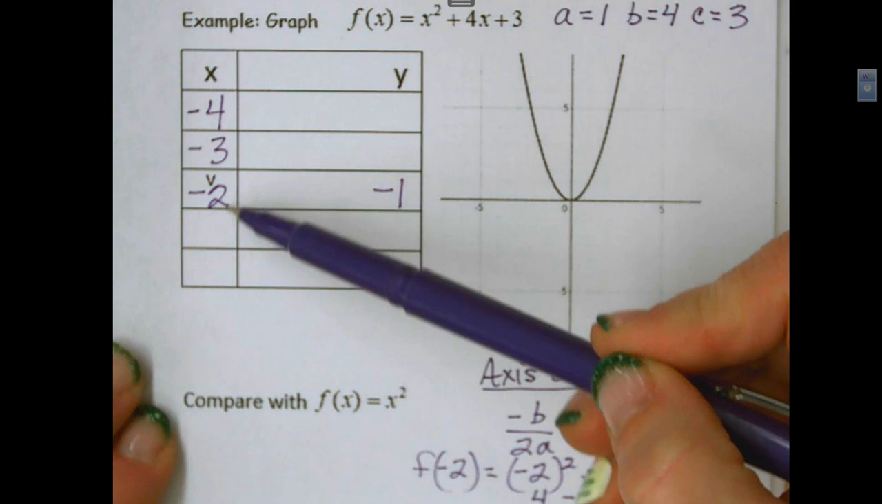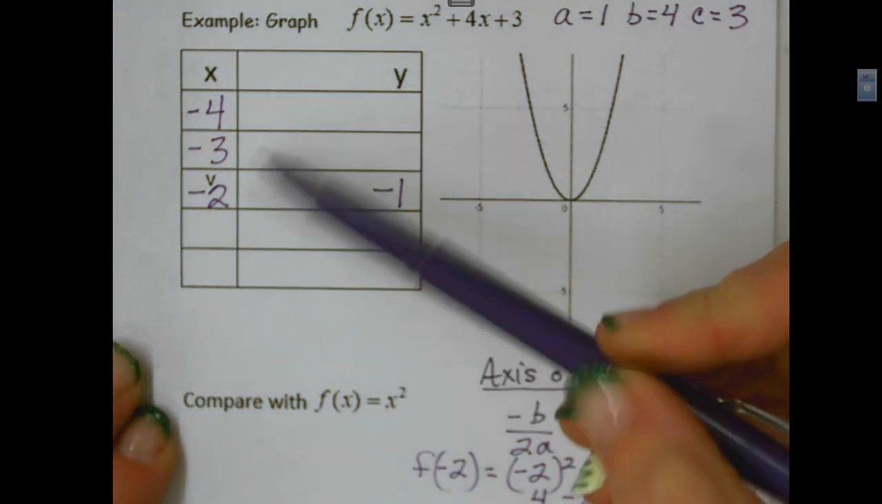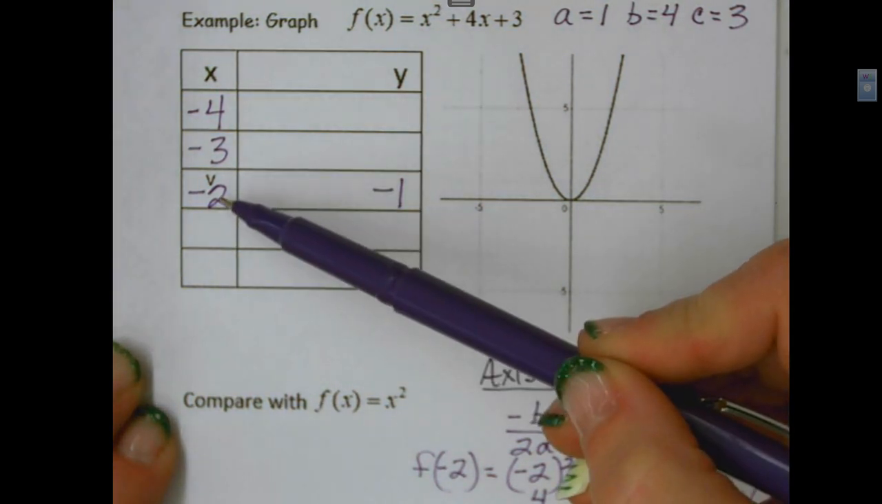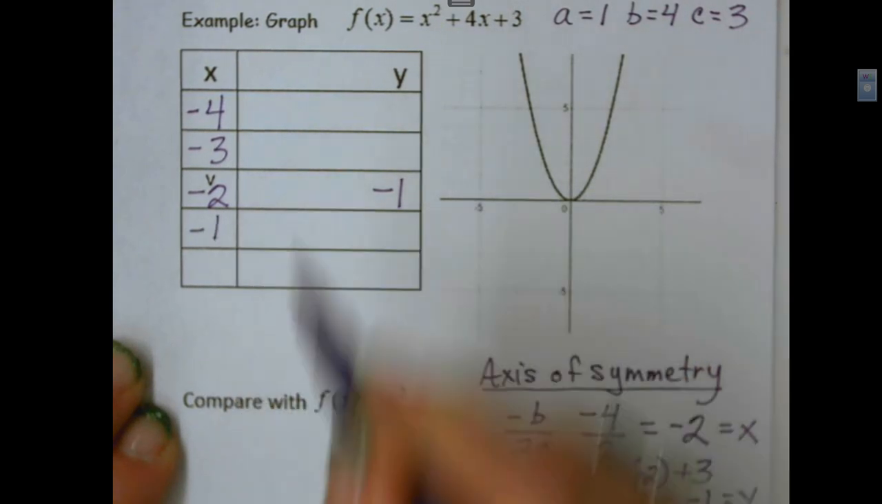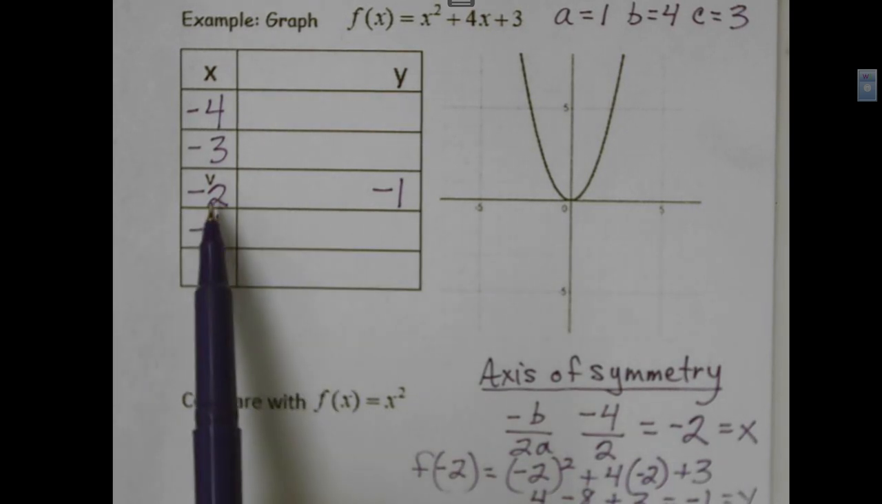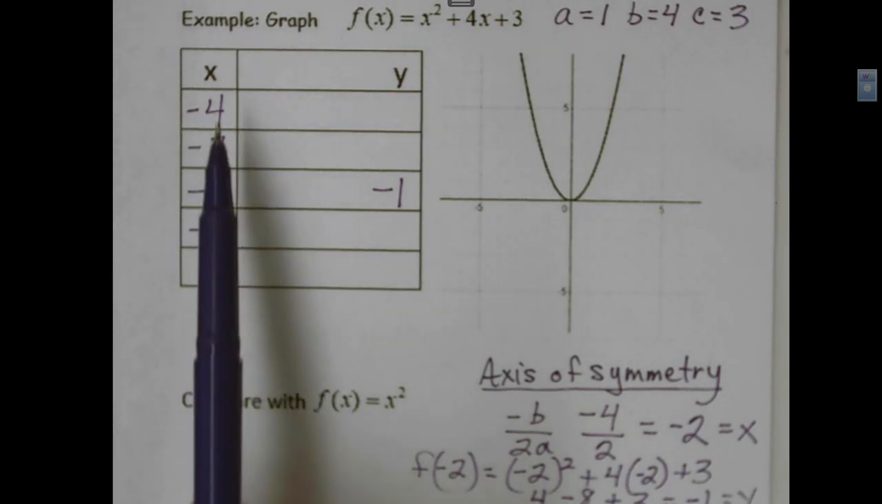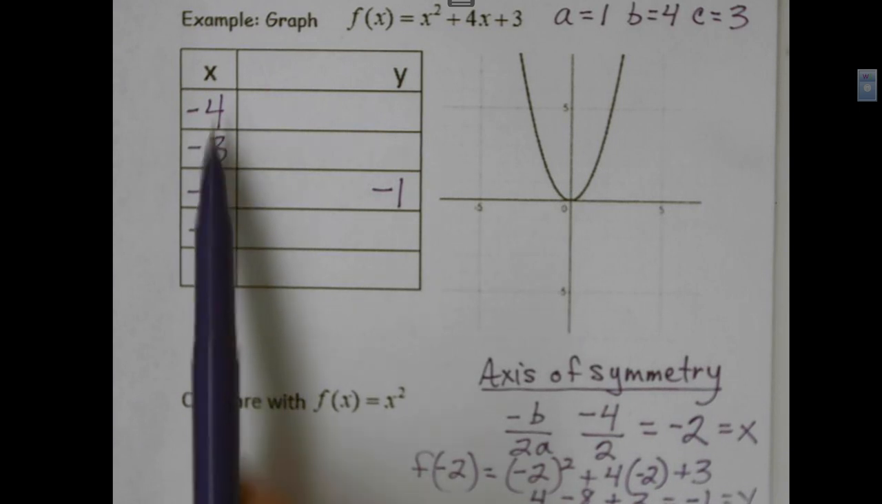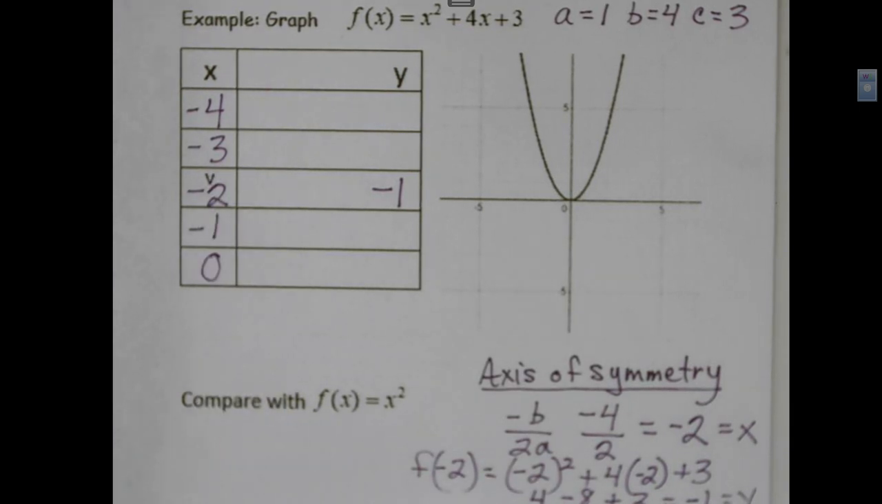And then going down on the chart, I'm getting bigger. The next values bigger than -2 would be -1 and then 0. So you always place the vertex right in the middle of the graph. We want 2 data points that are below and 2 data points that are above.